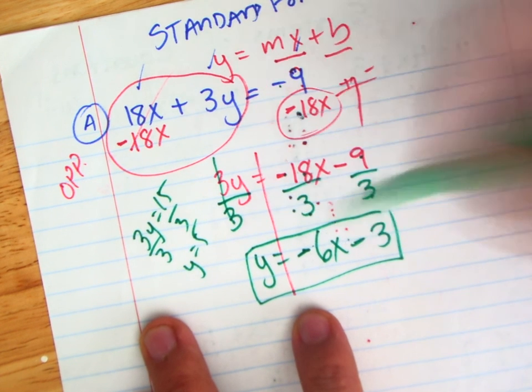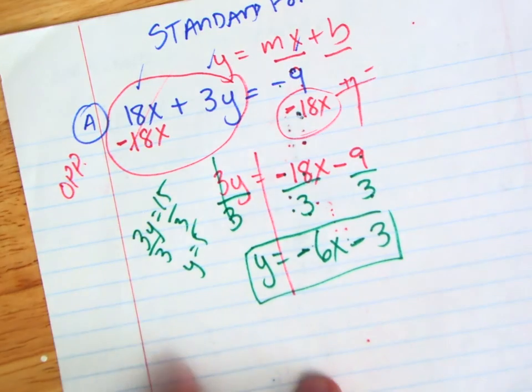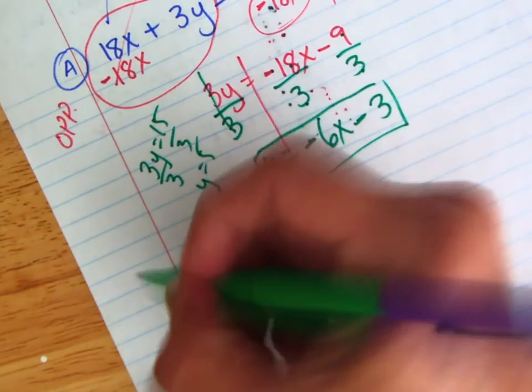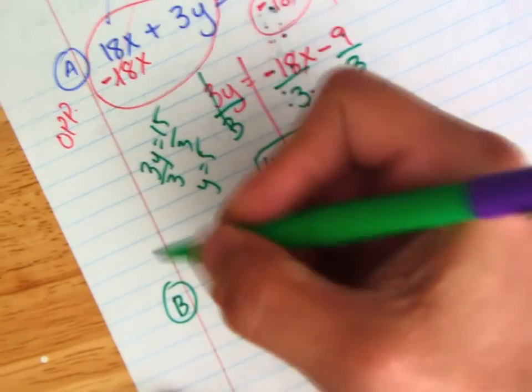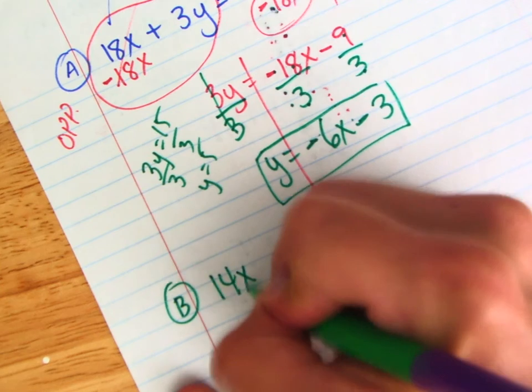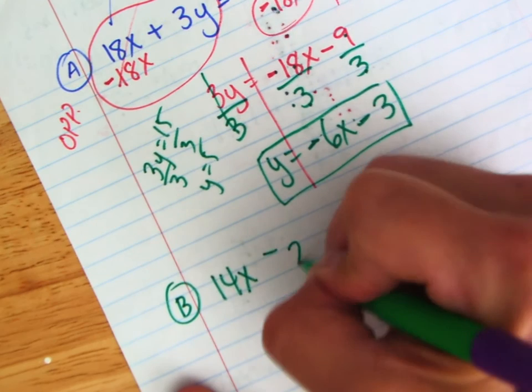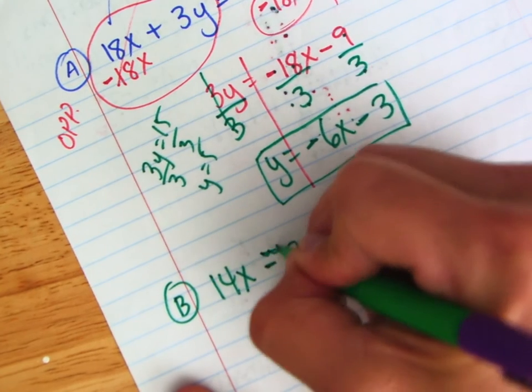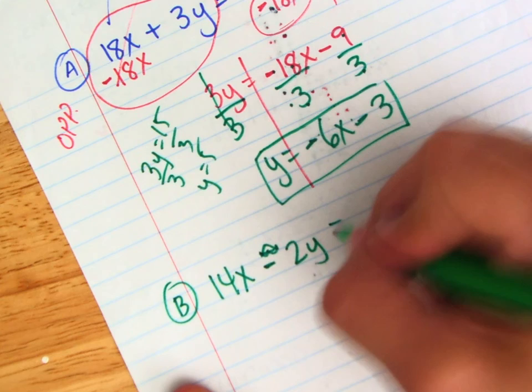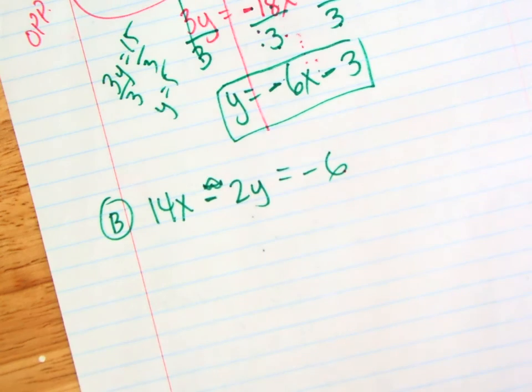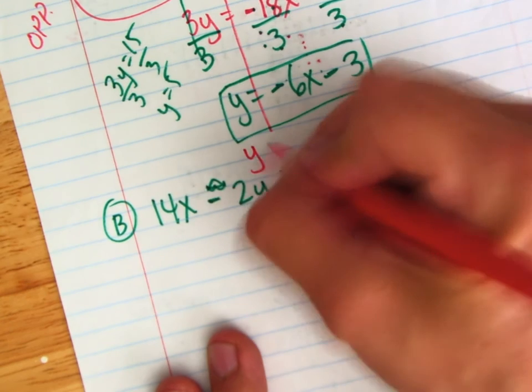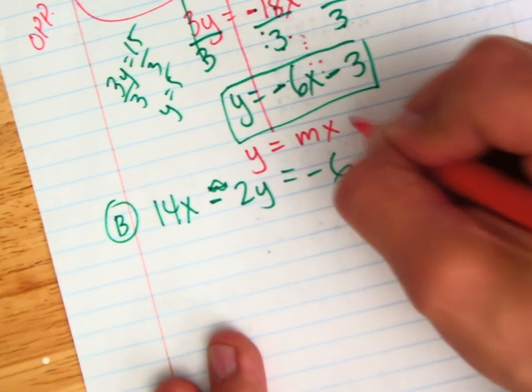All right. Should I do one more? One more? All right. Let's do it. That's all we're doing, guys. That's it. So I got this one. 14x minus 2y equals negative 6. All right. So now we're going to convert this standard form into y equals mx plus b, the slope-intercept form.